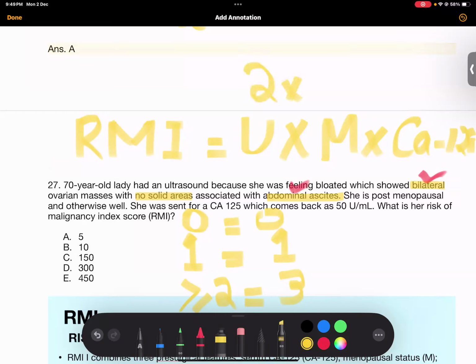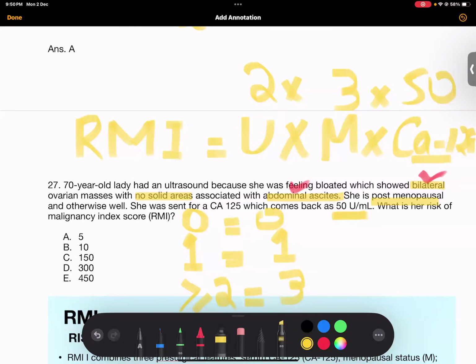Now the next is M. M is your menopausal status. If postmenopausal, you select the score 3, and if it is premenopausal, you select 1. Now the CA125. What is the number of CA125? It is 50.